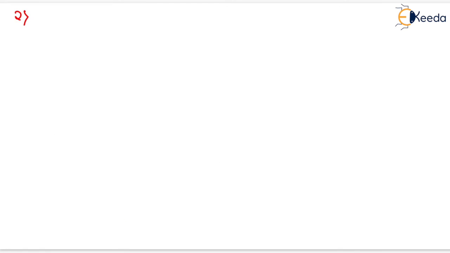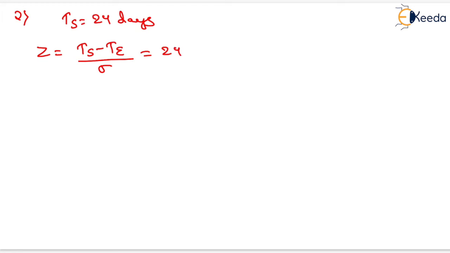Now for the second case, the scheduled completion time is given as 24 days. That is, the Ts value is given as 24 days. Now we have to compute the value of Z, which will be equal to Ts minus Te upon sigma. It will be equal to 24 minus 20 upon the value of sigma, which is 4. On solving this, we will have the value of Z equal to 1. Now for Z equal to 1, the probability will be equal to 84.13%.